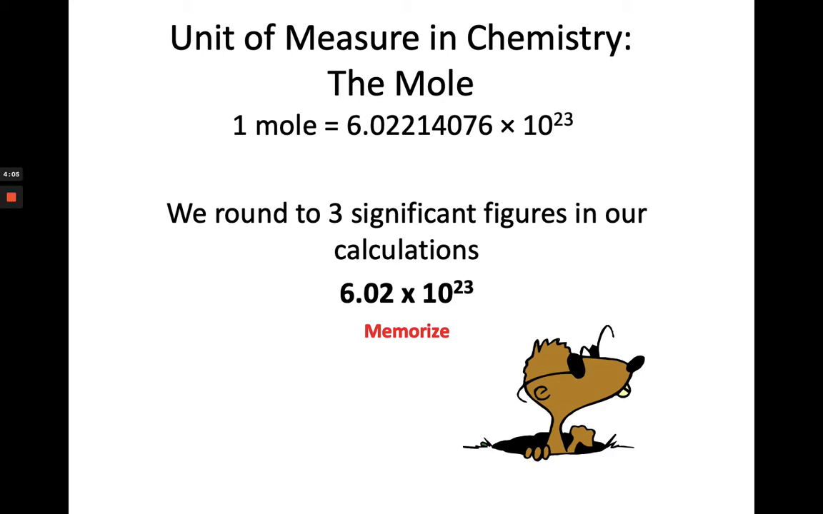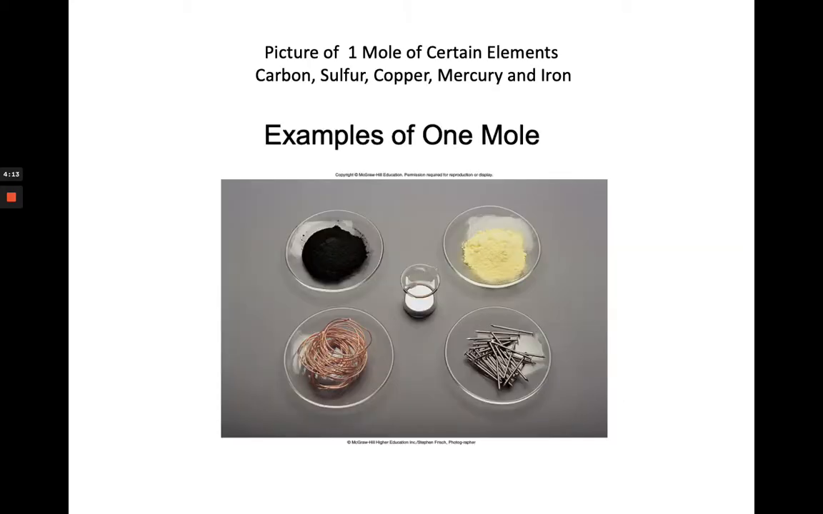Now, for calculations we're going to do in class, we're just going to round that to 3 significant figures of 6.02 times 10 to the 23rd. And yes, you're going to have to memorize that. All right. Now, just to give you an idea of why that's a useful number, this is a picture of 5 elements and 1 mole of each of those elements.